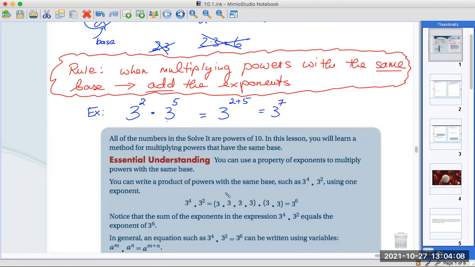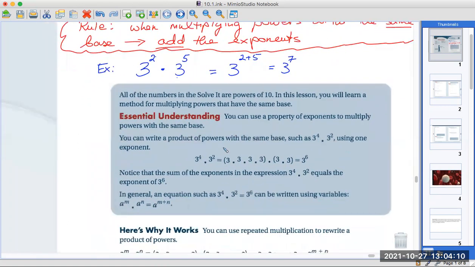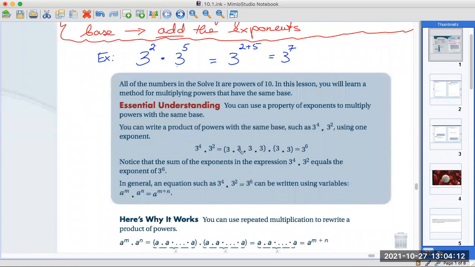And that's it. So here's another example of why it works. 3 to the power of 4 is 3 times 3 times 3 times 3. 3 squared is 3 times 3. 1, 2, 3, 4, 5, 6. So you have 3 to the power of 6. So this kind of explains the whole story, why it works. Notice that the sum of the exponents in the expression 3 to the power of 4 times 3 to the power of 2 equals the exponent of 3 to the power of 6.